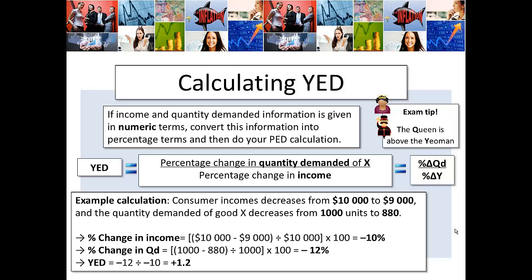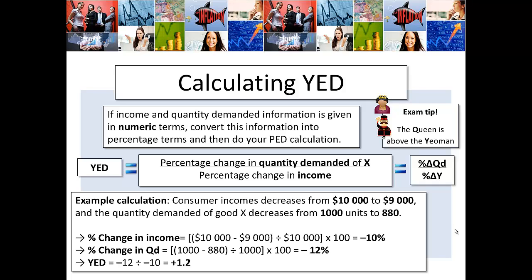Change in income, remember our formula, new minus original divided by original. Original consumer income was $10,000. It's decreased now, so that's a new one, $9,000. We've divided out by the original $10,000. The change in income, negative 10%.